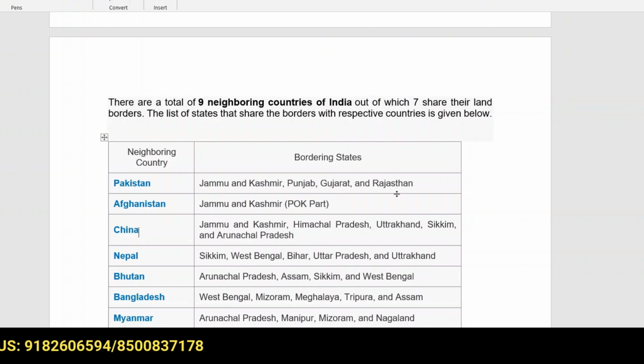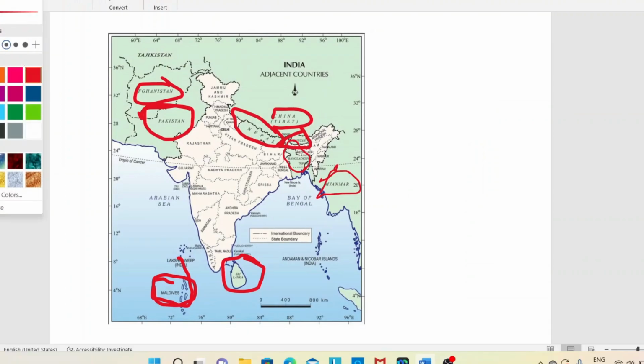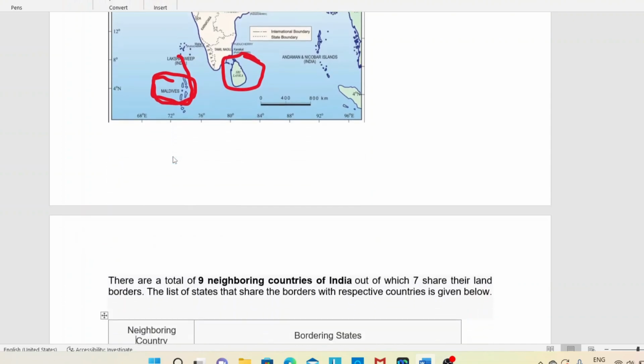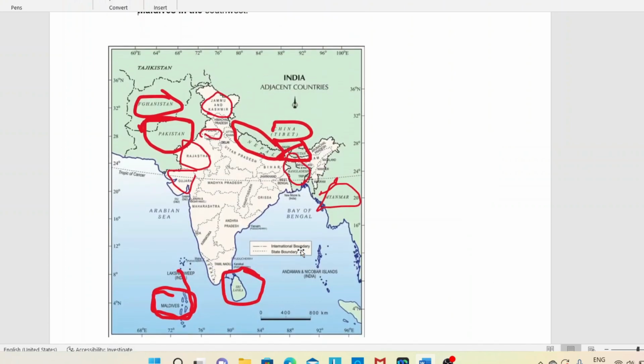We can see here Rajasthan, Gujarat, Punjab and Jammu and Kashmir share the border with Pakistan. Let's see another country, Afghanistan. Afghanistan shares a border with Jammu and Kashmir, that is POK. POK means Pakistan Occupied Kashmir. Afghanistan shares a border with the Indian state of Jammu and Kashmir.